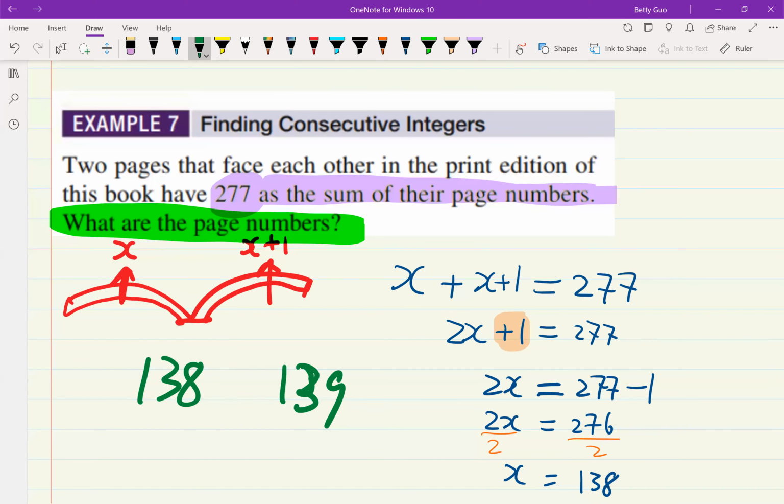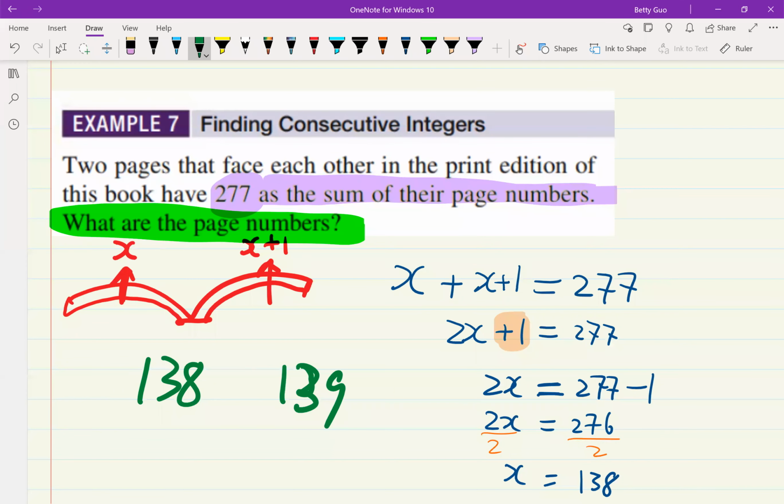They are facing each other, right? They face each other. And the 2 page numbers add up to 277. You can check your answer by bringing the result into the original problem. Does that make sense? Yeah, practice. As I said, all those examples in the class are good examples. Repeat them like 5 times.